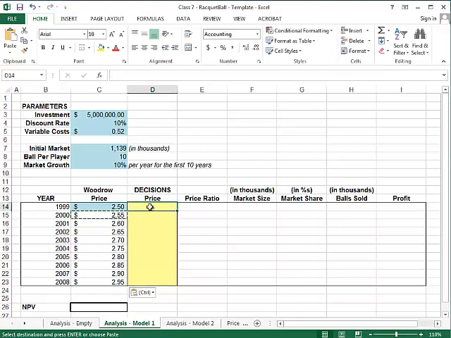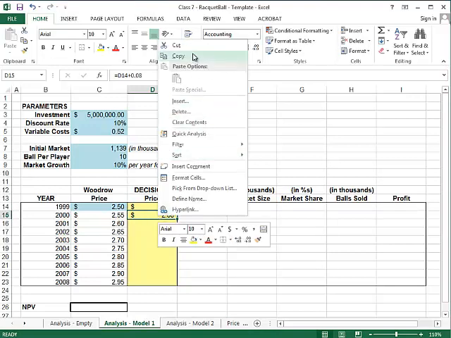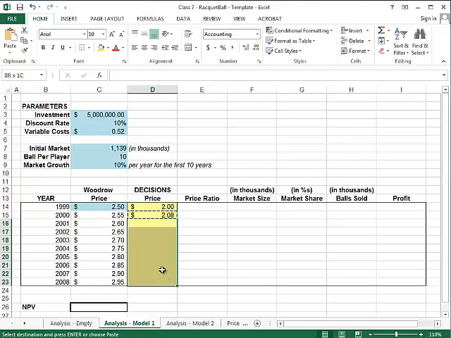Let's assume our price for the balls is going to start at $2 and then increase by 8 cents every year. And again, I'm just picking these numbers to illustrate what we're doing. They don't really have any business rationale behind them. Paste special. So our price goes up from $2 to $2.72.